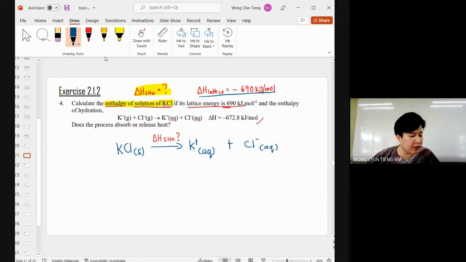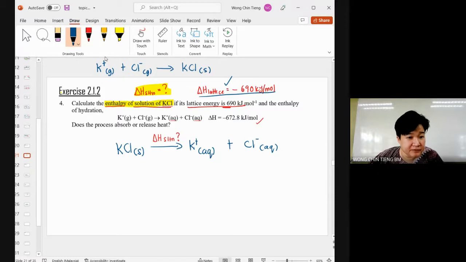What is the equation of lattice energy? Gaseous ion forming solid ionic compound, betul? So gaseous ion kita apa? Gaseous ion saya K plus gas tambah dengan Cl minus gas, gaseous ion forming my solid ionic compound. And that is my lattice energy. Agree?